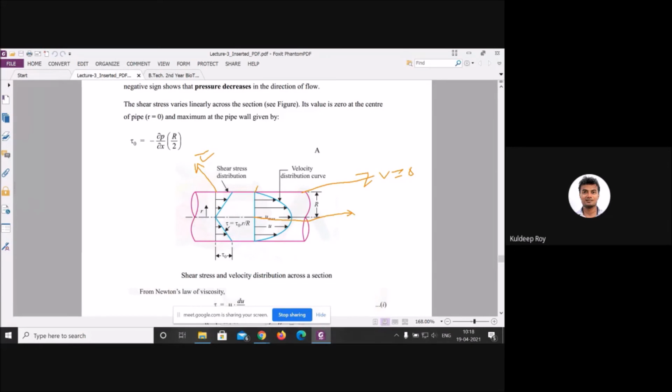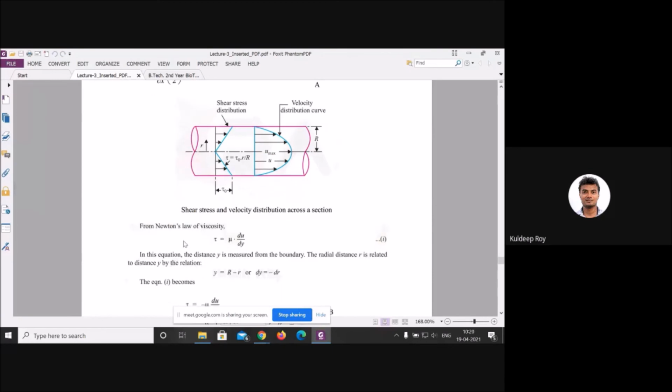At the point where the velocity is zero, the shear stress will be higher at that particular point. But where the velocity is maximum, V max, there the stress will be zero. Okay. Now apply Newton's law of viscosity, tau equal to mu del u by del y.